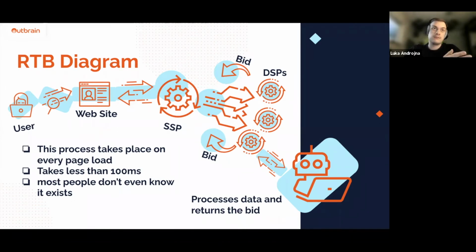The advertiser who wins gets his ad displayed on the website, and then the user can see it and interact with it if they so please. This whole process takes about as much time as the page usually takes to load. So we have a hard constraint of less than about 100 milliseconds usually, and that also includes the latency. That means the request coming to us and also our response going back to the SSPs. And this process is so seamless for the users usually that most people don't even know it exists.